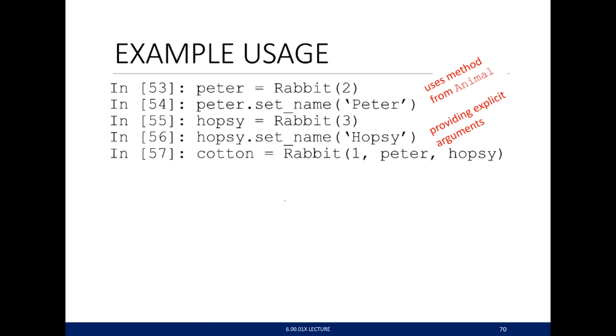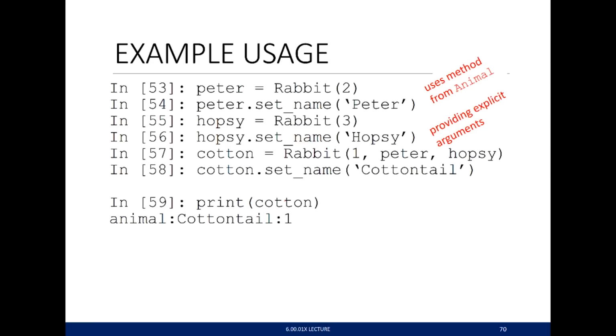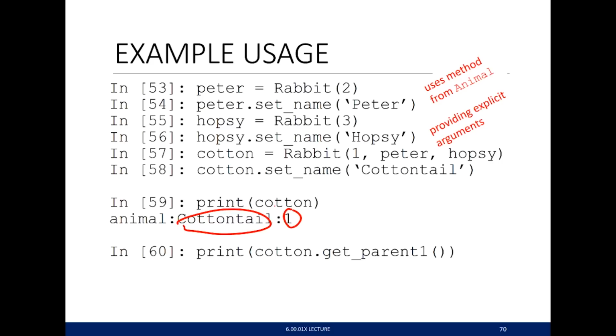Peter and Hopsy got together. Cotton's 1 year old. And if I set Cotton's name to Cottontail, that's fine. But if I want to look at things about Cotton, if I can print it out, Cotton is now an animal with the name Cottontail inside of it and the age 1. So I've inherited all of the behaviors I would have wanted before.